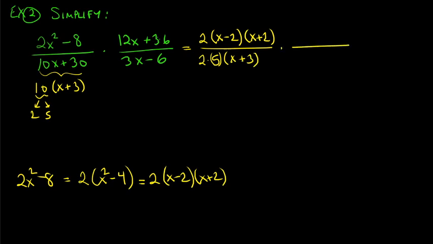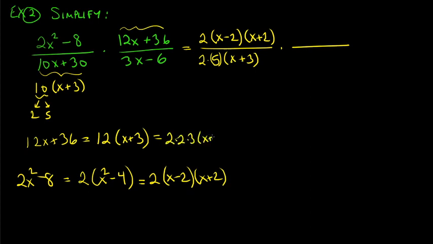Now let's go on to the second numerator, the 12x plus 36. The GCF here is 12. You factor out the 12, and you're left with x plus 3. And the 12 is actually 2 times 2 times 3. So I'm going to factor the numbers as well: 2 times 2 times 3 times (x plus 3). And then finally, the second denominator, 3x minus 6. Just take out the 3, and it's 3 times (x minus 2).